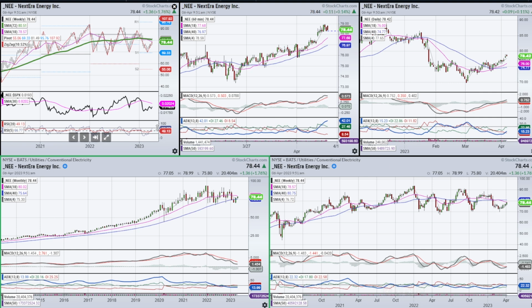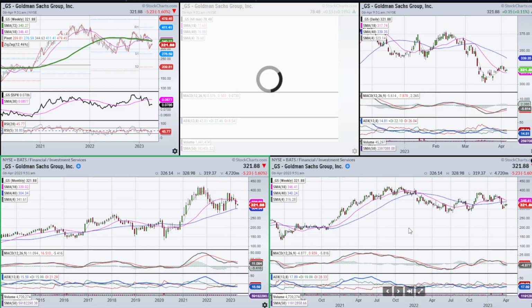Now, the first order of business is getting back above the 18-month line, which is right around $80. So something to watch. If you're in this, I would be on the lookout. I think this wants to work its way back up, and you can see how this has kind of traded in a channel that way. Okay, let's look at Goldman.